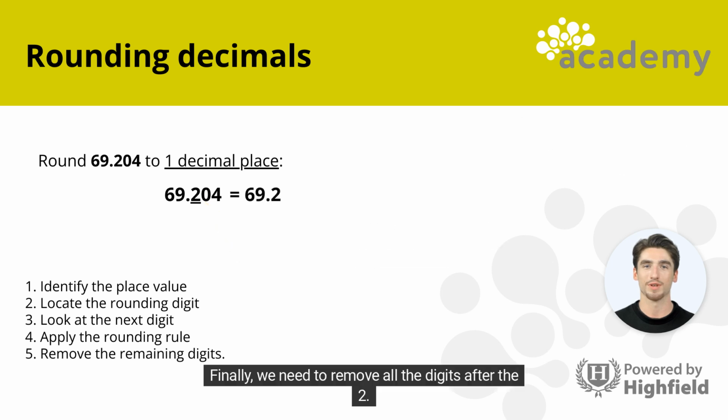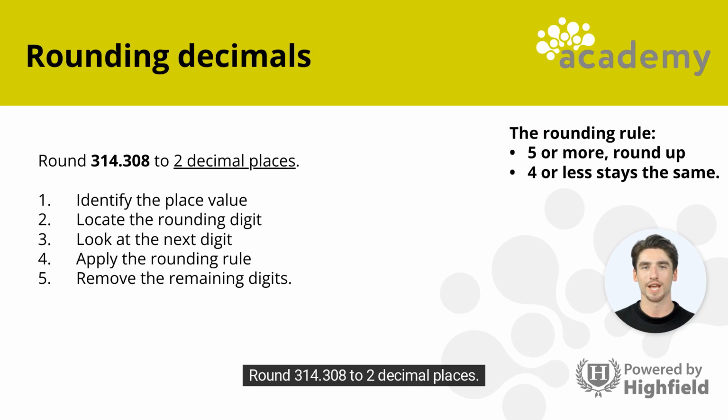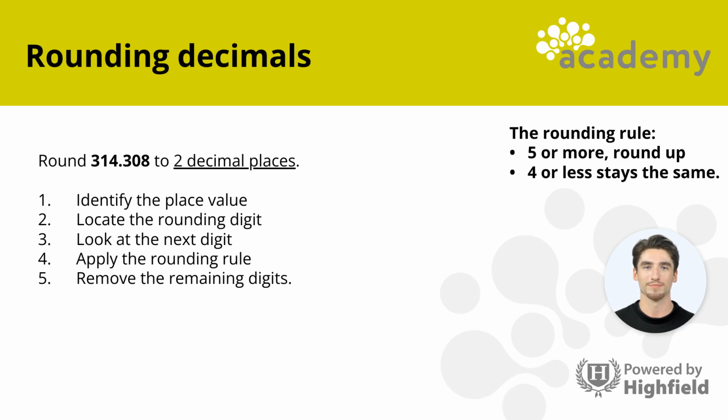Finally, we need to remove all the digits after the 2. Therefore, 69.204 rounds to 69.2. Round 314.308 to 2 decimal places. Pause the video while you follow the rounding steps, then press play when you're ready to continue.